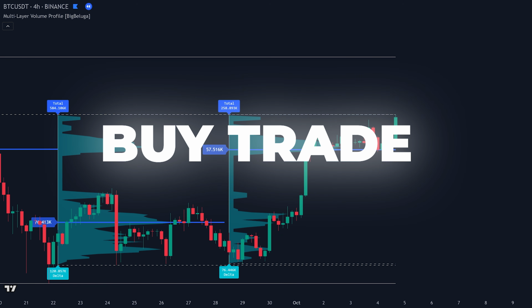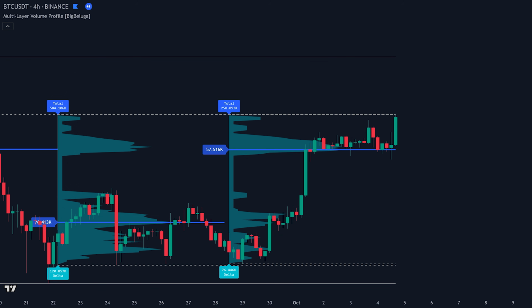Here is the last trade setup for this video. This chart shows a clear bullish trend, and the multi-layer volume profile makes that strength easy to spot. Look at the delta label at the bottom of the latest profile. It's bright cyan, telling us buyers are in control.